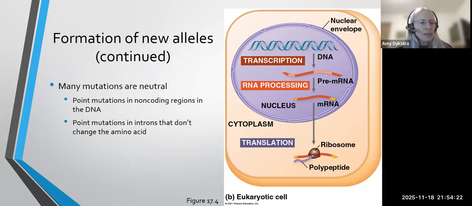Actually, let me just change that while we're here. Let me change this to exon, if I can write. So point mutations in exons, that should be an E if you can't tell, that don't change the amino acids are also neutral. And let me show you how this could happen on this slide.